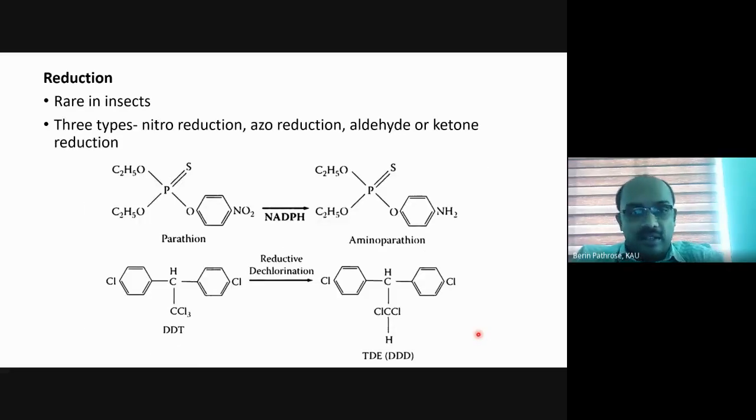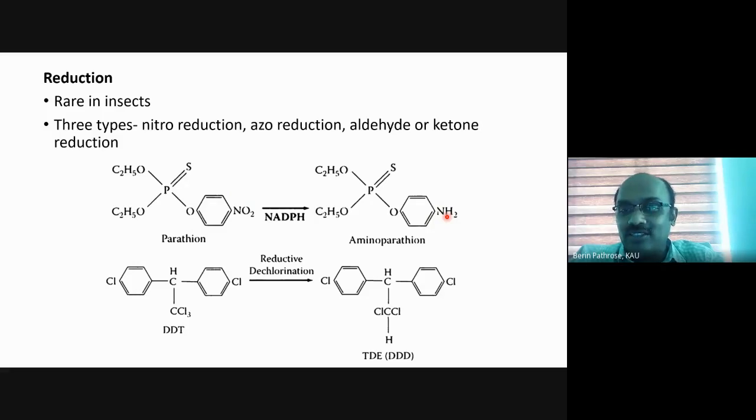The next step is reduction. Reduction is very rare. Normally, hydrolysis and oxidation are the major phase one reactions happening in insects. Usually, we have three types of reduction: nitro reduction, azo reduction, and aldehyde or ketone reduction. These examples I have given. This is nothing but nitro reduction. You can see parathion, NO2 group. To this NO2 group, you can see hydrogen is added. Reduction is nothing but addition of hydrogen atom. You have to go back to your chemistry classes, isn't it?